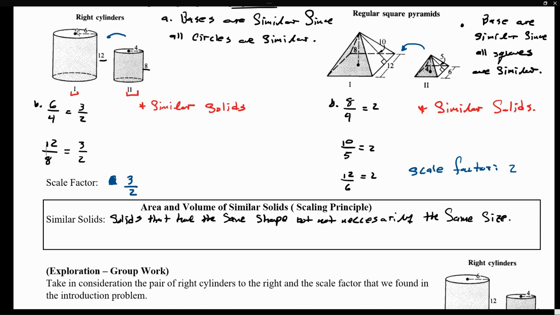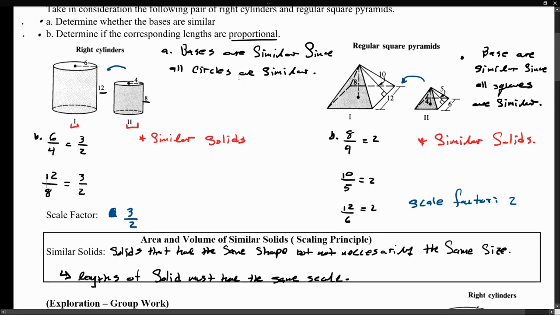And to properly call two solids similar, we have to take a look at the length. So the lengths of solids must have the same scale factor, or must have the same scale, which is exactly what we found out with those two figures. In this case, the scale factor was 3/2, because that's how we determine it, by dividing the same lengths of two solids, and the same goes with regular square pyramids.